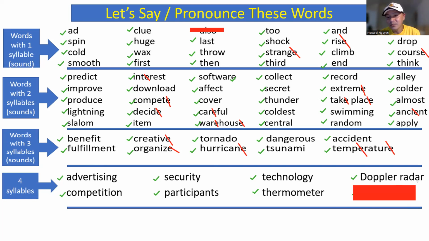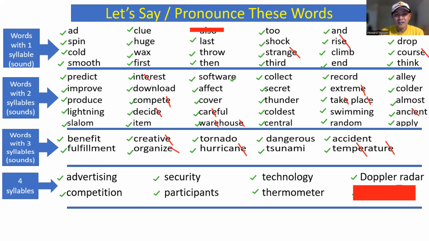The reason why Doppler radar is two words: sometimes we have a phrase which means one thing. So we have the word Doppler and radar. Doppler is a physicist who came up with this instrument to make a prediction of the weather. So we use the Doppler radar in honor of the physicist.